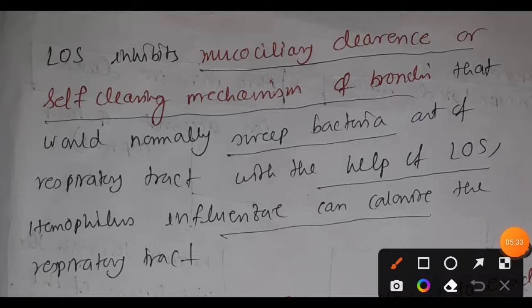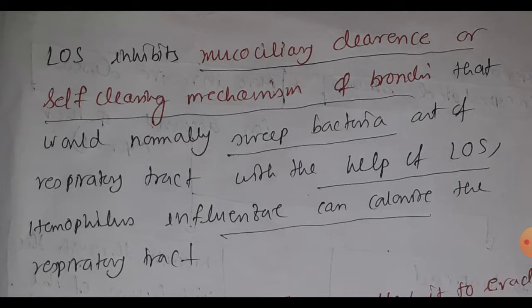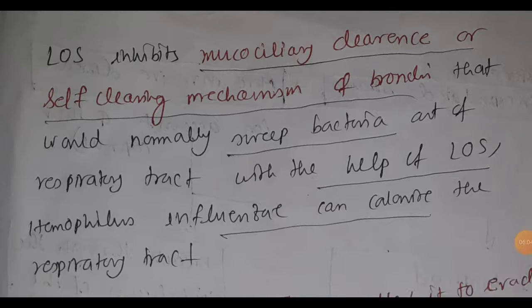Again, our LOS that is present in the outer membrane of both the encapsulated and non-encapsulated strain has the ability to inhibit mucociliary clearance, which is nothing but the self-clearance mechanism of the bronchi. As a result, the respiratory tract cannot be bacteria free. So due to the presence of LOS, Haemophilus influenzae can easily colonize.